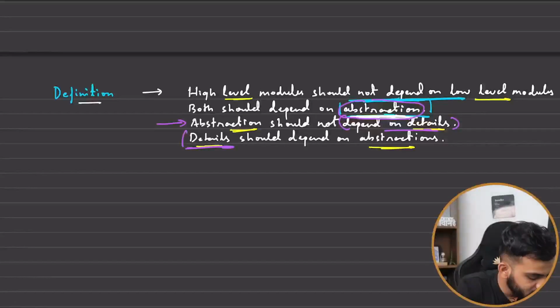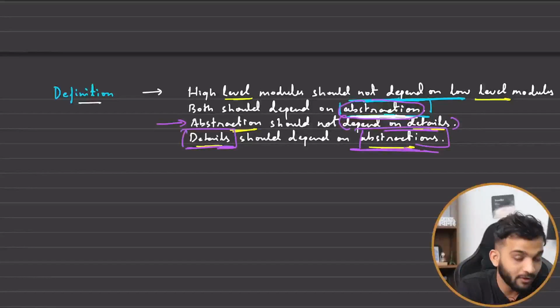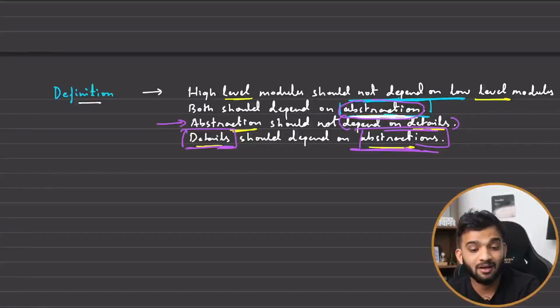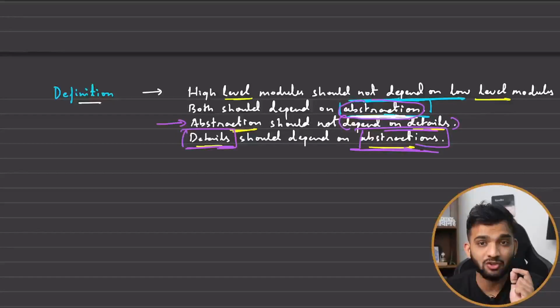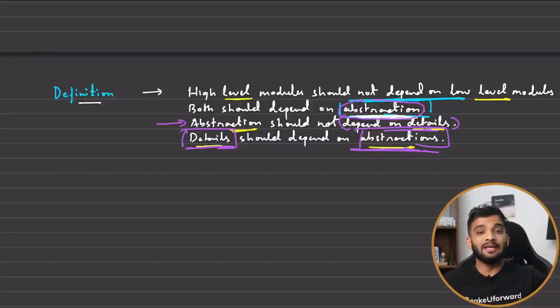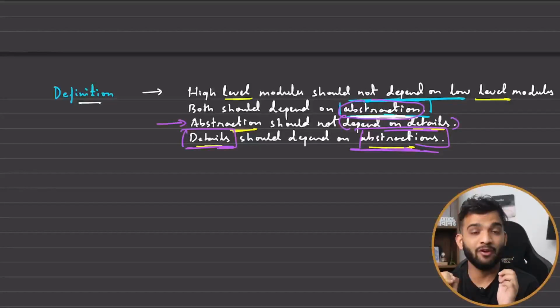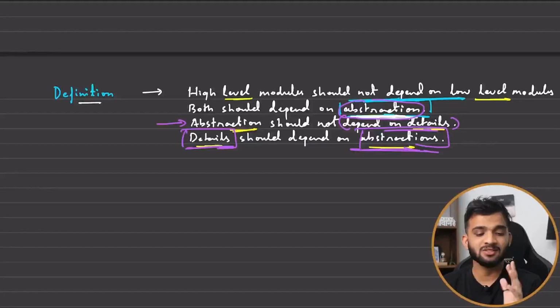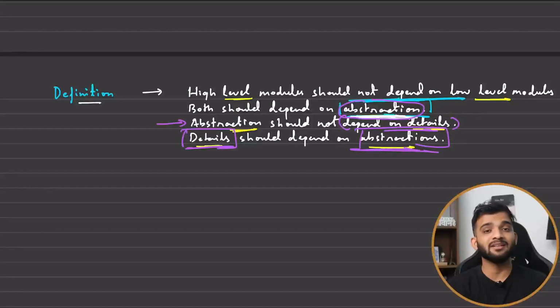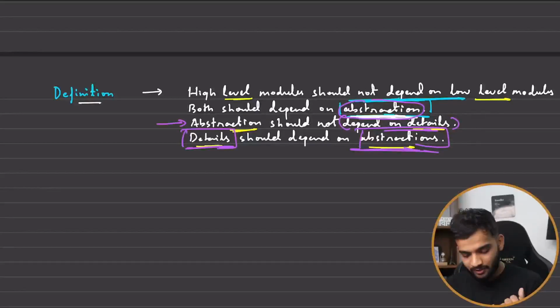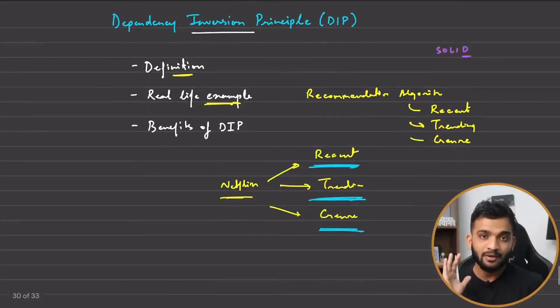But the details should depend on abstractions. So if you look at the details like recent recommendation, genre recommendation, trending recommendation, they'll have to implement recommend. They can't run away from it because they're implementing the recommendation strategy. So they'll have to implement it in some way or the other. Understood this? So that was about DIP. I hope you understand the definition now. You'll have to make sure that they're not tightly coupled. And the only way you can do it is to use them through abstractions.